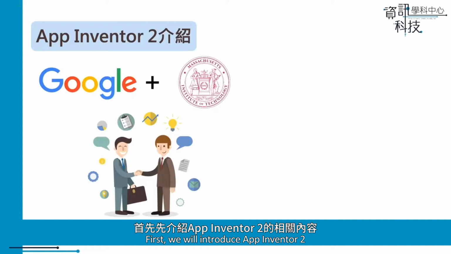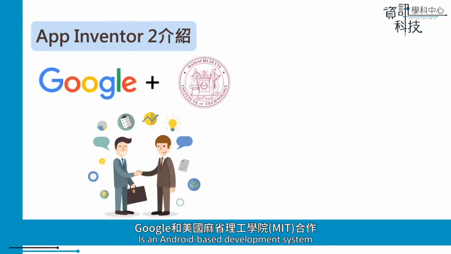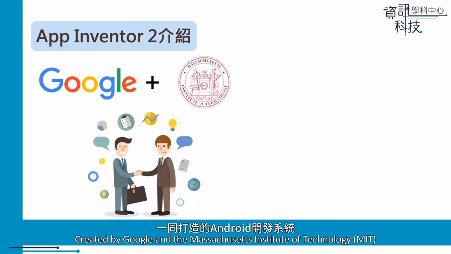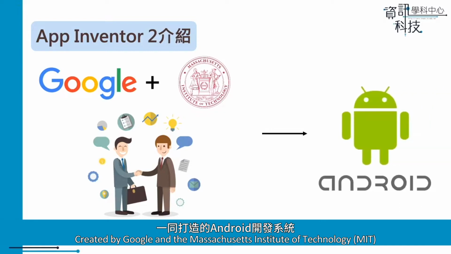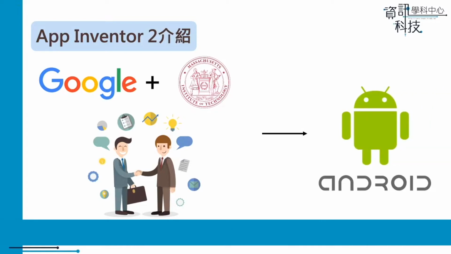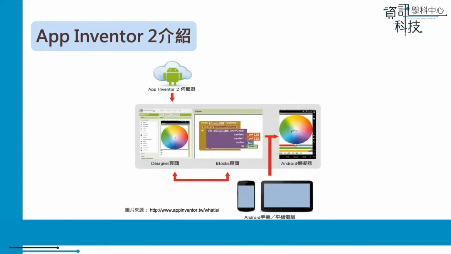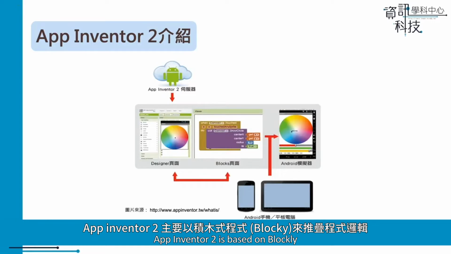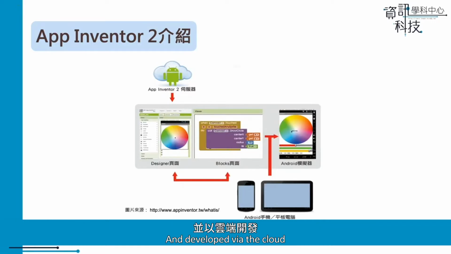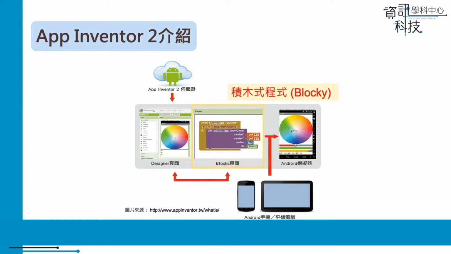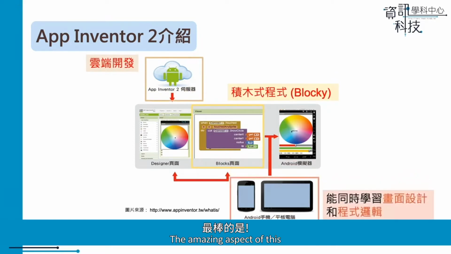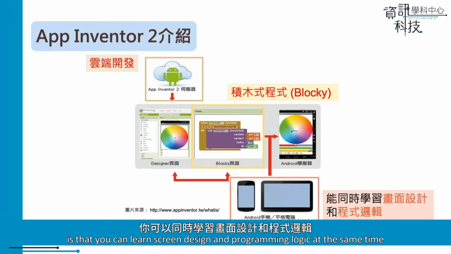First, we will introduce App Inventor 2. App Inventor 2 is an Android-based development system created by Google and the Massachusetts Institute of Technology, MIT. App Inventor 2 is based on Blockly and developed via the cloud. The amazing aspect of this is that you can learn screen design and programming logic at the same time.